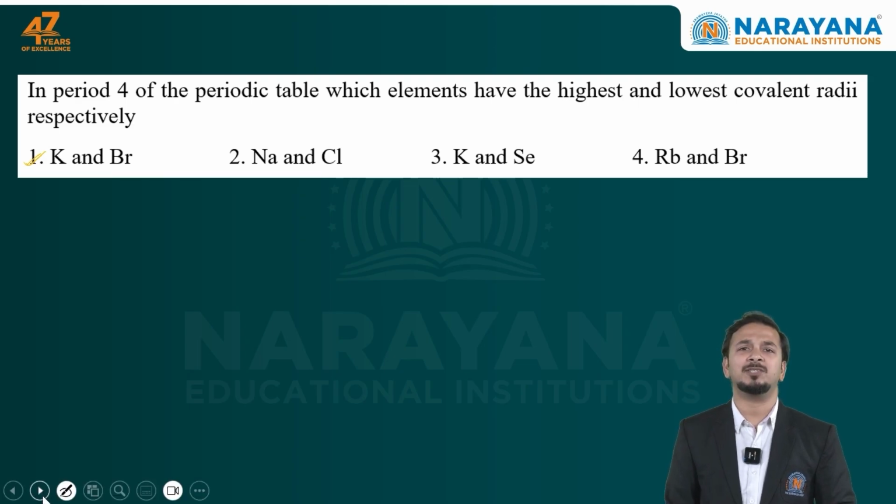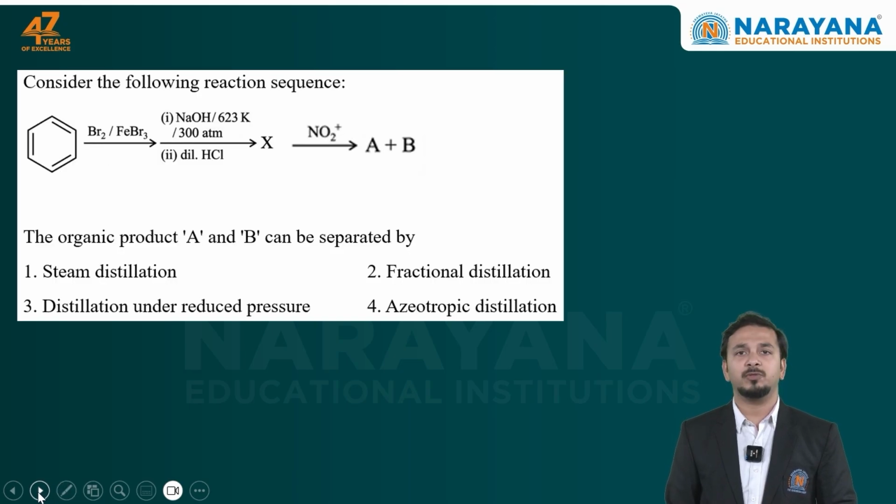So I will rate it as an easy question because at this point all of us remember the periodic table, and if you know the periodic table, which elements are present in group first and group 17 in period 4, you can easily solve this problem. Let's move to the next question.